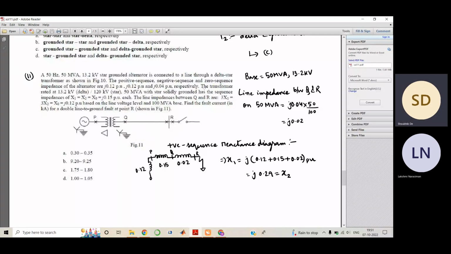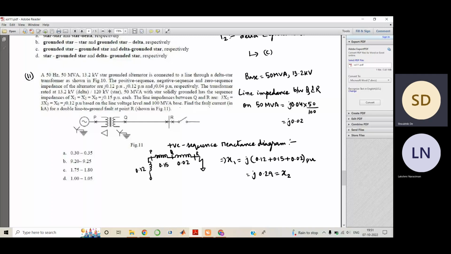This is the reactance sequence: positive, negative, and zero sequence reactance of the transformer. Now the line impedance between Q and R. This transmission line is basically this thing. Here they have mentioned all three values, and this is based on the line voltage at 100 MVA base. You have to take note of this. So this is on a 100 MVA base.